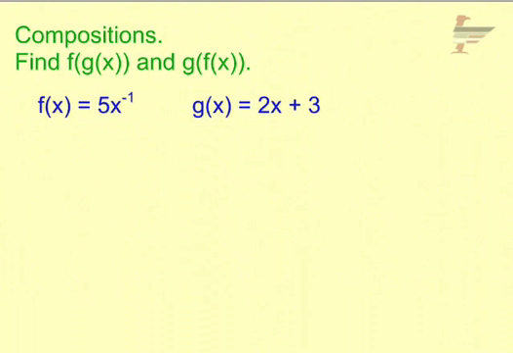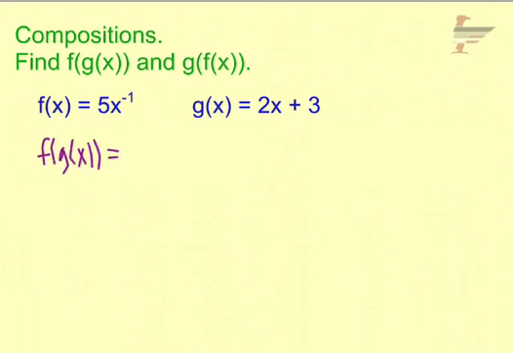Here are our composition functions. There's the notation. We've defined f of g of x and g of f of x. That's how we say that. And that just means we're going to plug one function into the other one. So our first one we're going to find is f of g of x.